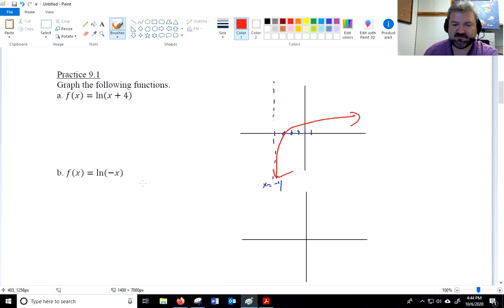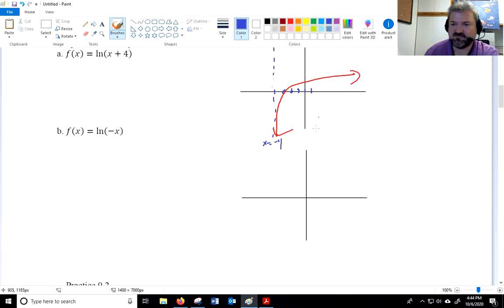All right, the natural log of negative x we know is going to reflect it across the y-axis. So instead of being like this, it's going to be like this.